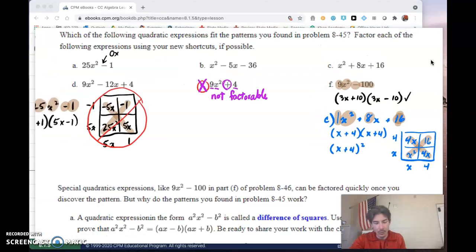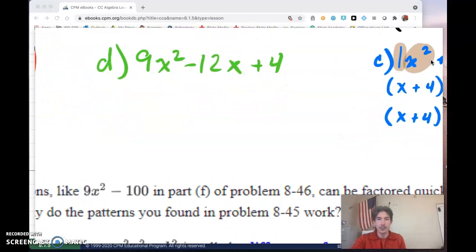Let's go ahead and knock out one more of these guys as well. The one I'm going to choose to do here is going to be letter D, right down here in green. It is 9x squared minus 12x plus 4. Okay? And we're going to use the pattern on this particular one to tackle it, right?